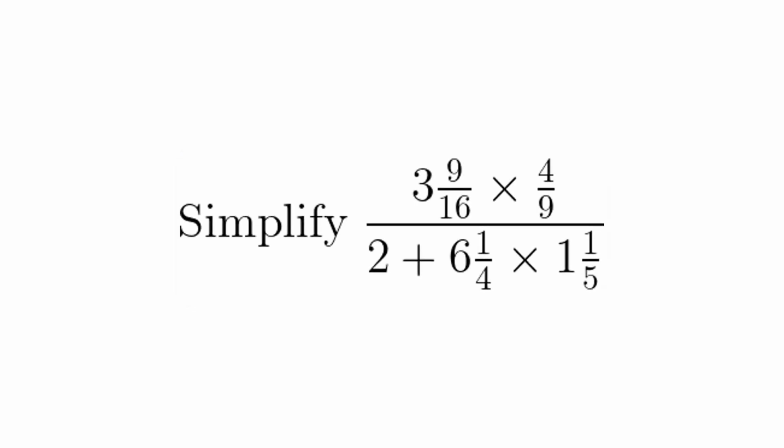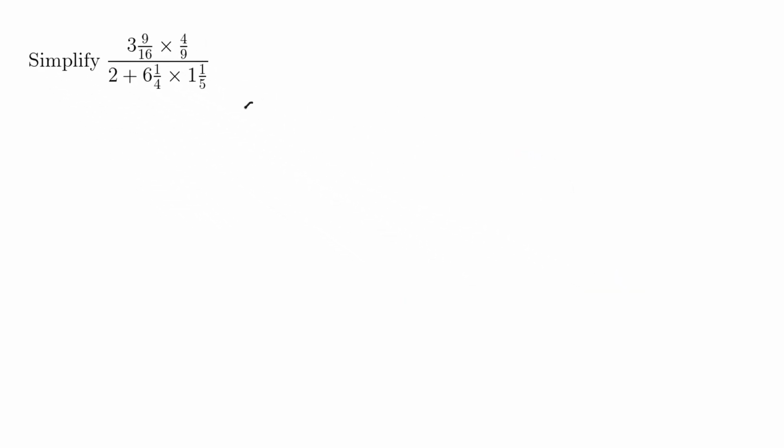Our example today will be the simplification of the fraction with 3 and 9/16 times 4 ninths as a numerator, and 2 plus 6 and a quarter times 1 and 1/5 as a denominator. Let's get into it. Now, it doesn't matter if we simplify the numerator or denominator first. The important thing is that both are simplified to single terms before we decide to do the final division.